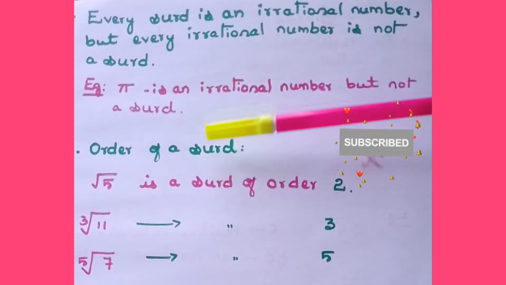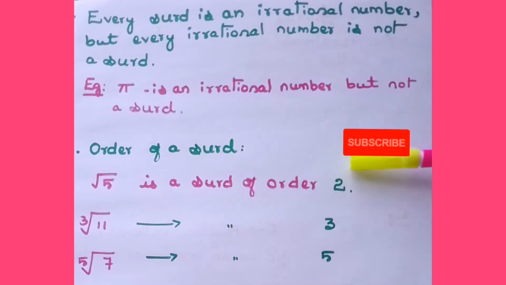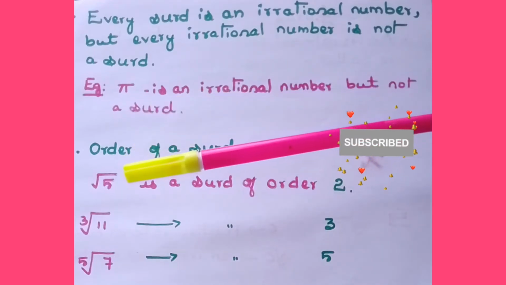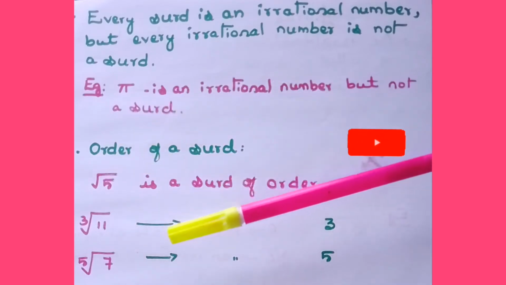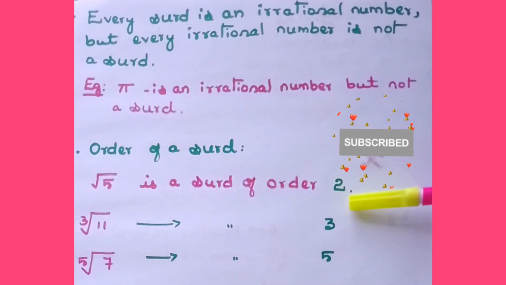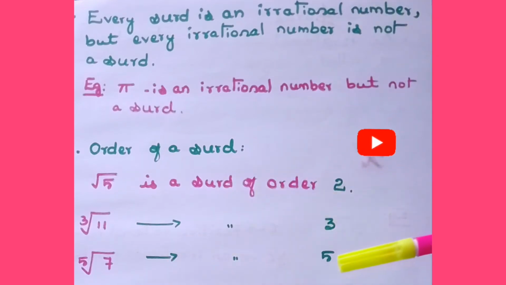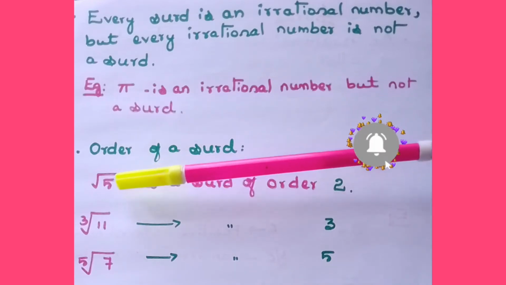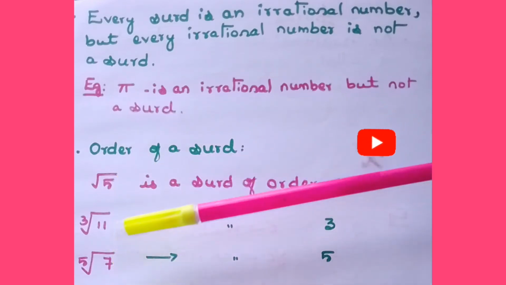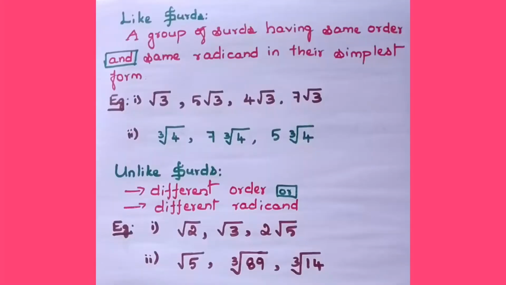Next, moving to the order of a surd. Square root of 5 is a surd of order 2. When you write square root, it is understood there is a 2 here, right? When you write cube root of 11, the order of the surd is 3. When you write fifth root of 7, the order is 5. And the numbers inside the root symbol are called the radicand.